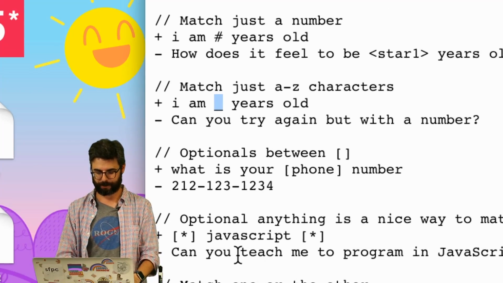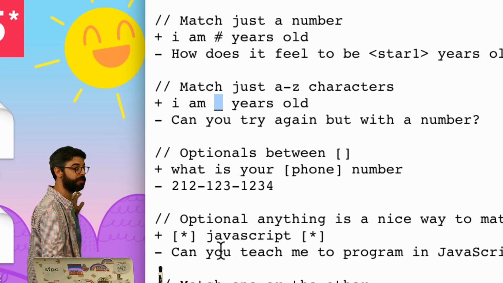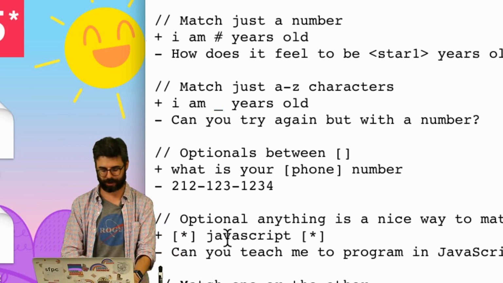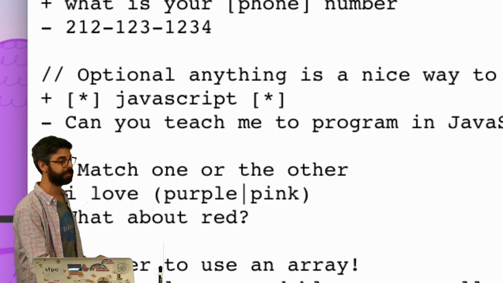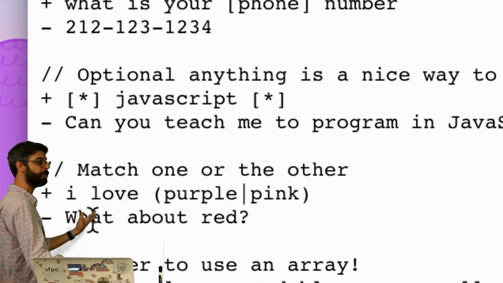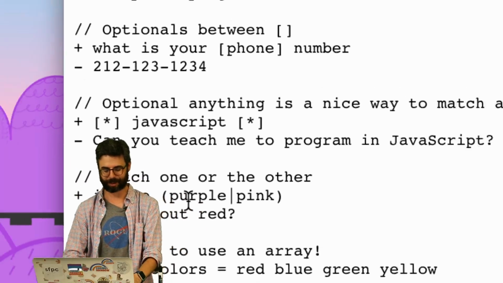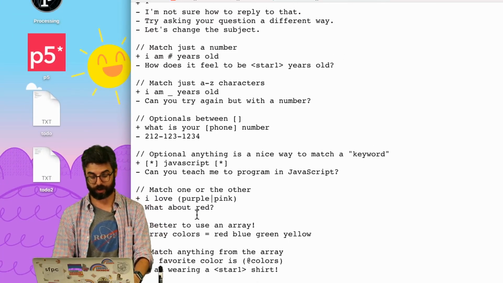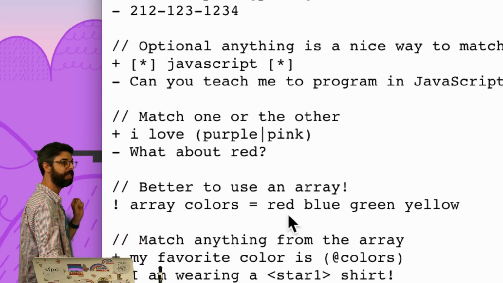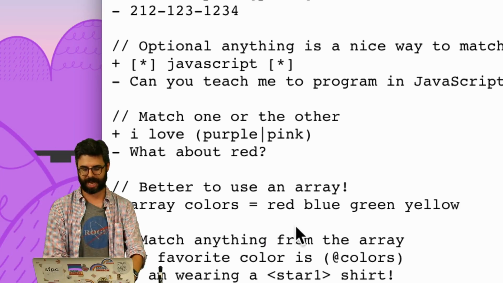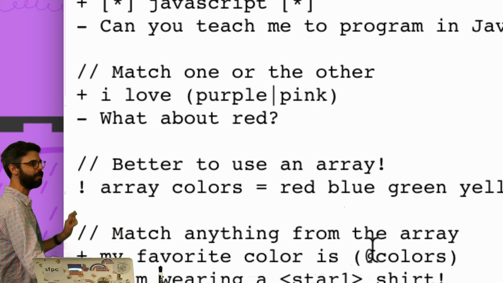Optional anything is a nice way to match a topic. So I sort of was doing this earlier. You can see if the user uses the word JavaScript anywhere, can you teach me to program in JavaScript? You can use an other. So if the user says, I love purple or I love pink, you could say, what about red? So a lot of this, you'll notice the syntax is very similar to regular expressions. And you can also use an array. So I was kind of mentioning this before, right? You can set up an array of different options, and then you can say, what if the user says anything that matches anything from that array?